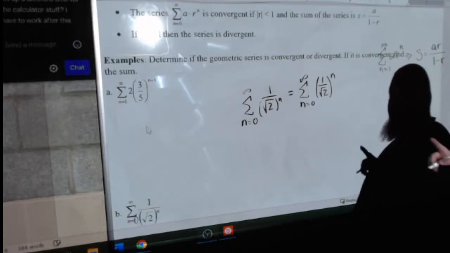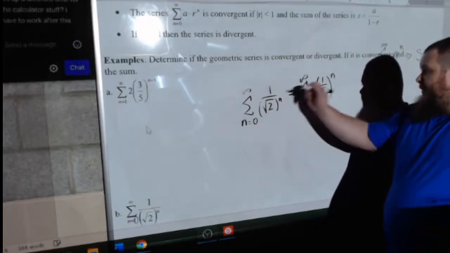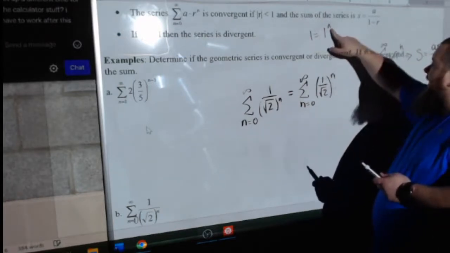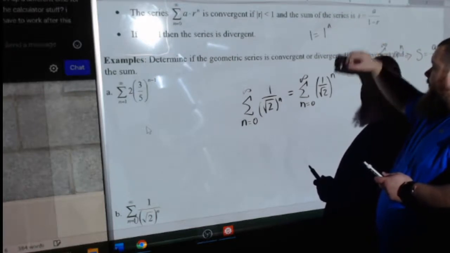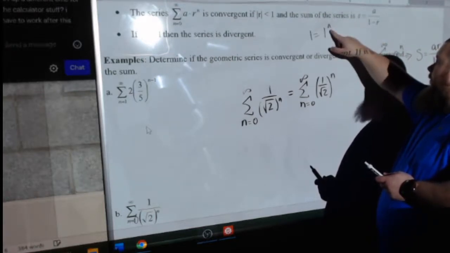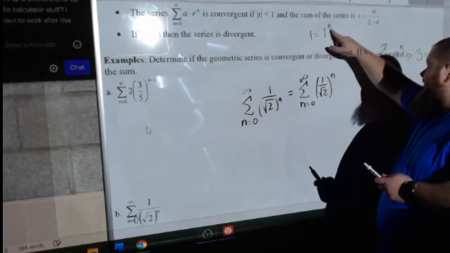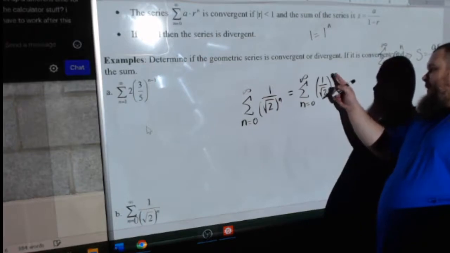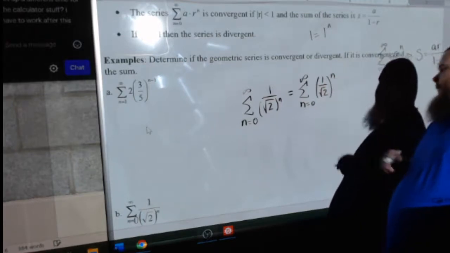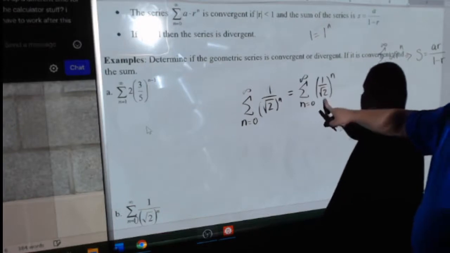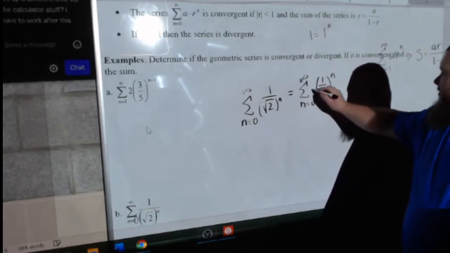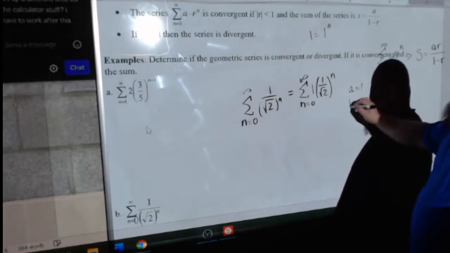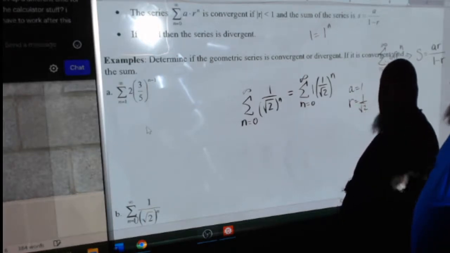All right, so as I said, 1 can be written as 1 to the n, because any value n here gives you back 1, so we can rewrite 1 to the n instead. It means I can jump right to here, which means this guy is my r, and my a is just a 1. There's nothing out there besides a 1. So a is 1, r is 1 over the square root of 2.